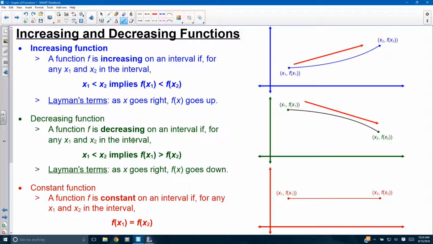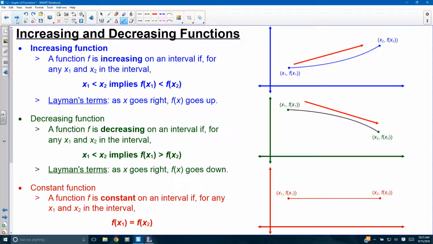Finally, a constant function. A function f is constant on an interval if for any x1 and x2 in the interval, f of x1 equals f of x2. Meaning no matter where x1 and x2 are, as long as f of x1 and f of x2 are the same height on that entire interval, then it's a constant function. And that makes sense. We know what constant functions do and look like. They do behave like that.